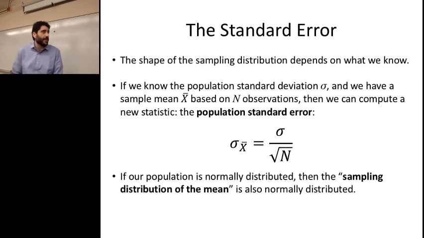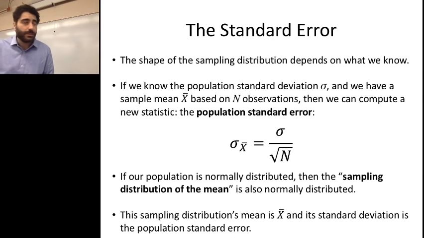So if the population is normally distributed, then this sampling distribution is exactly normal. If the population is not normally distributed, then this sampling distribution becomes more and more normal as n gets larger. That's what the central limit theorem is telling us. And so the mean of the sampling distribution, denoted x bar, is the sample mean, and the standard deviation is the standard error, which is telling us how much we expect this sample mean to vary if we had drawn a different sample.